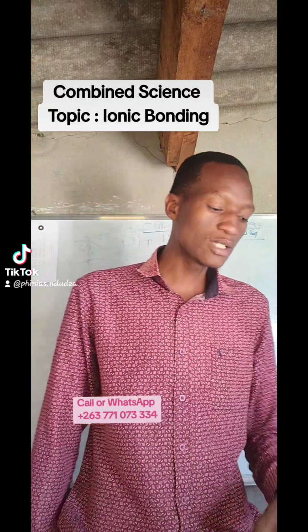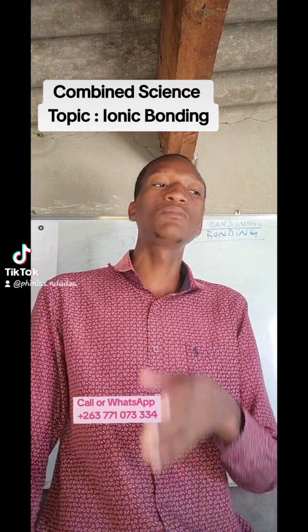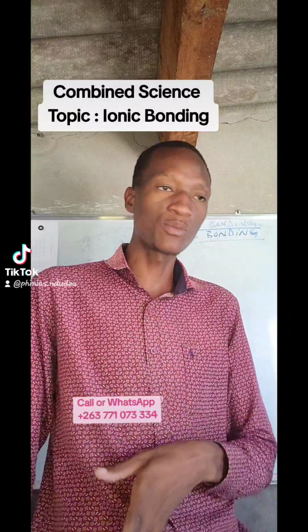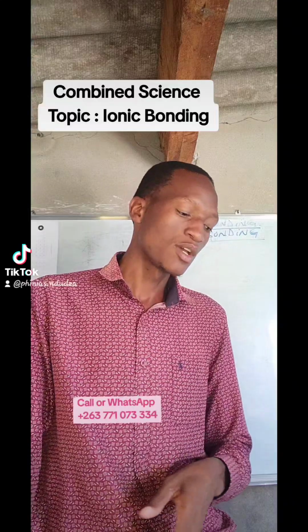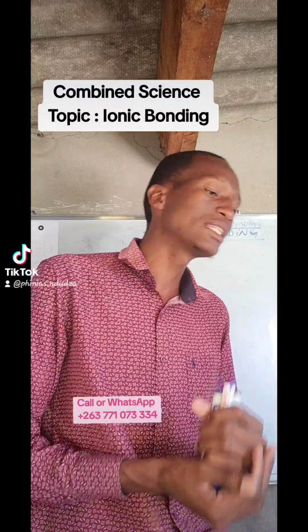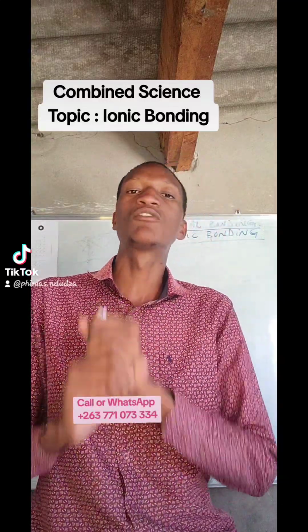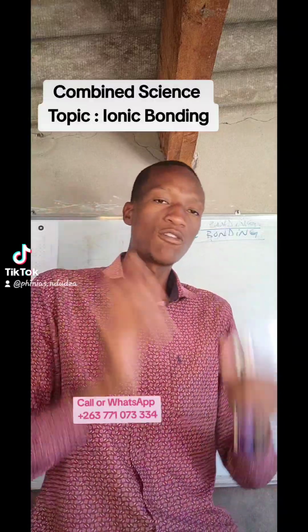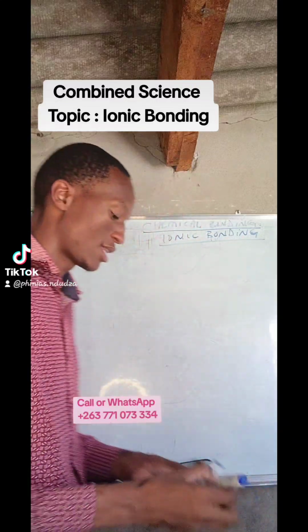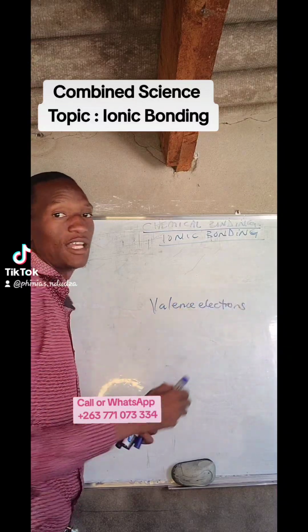Ionic bonding is when atoms gain and lose electrons. It is the reaction between metals and non-metals, which means there's a reaction of positively charged atoms and negatively charged atoms. Metals have positive ions, called cations. Non-metals have negative ions, called anions. The electrons involved in all types of bonding, either covalent or ionic, are called valence electrons.